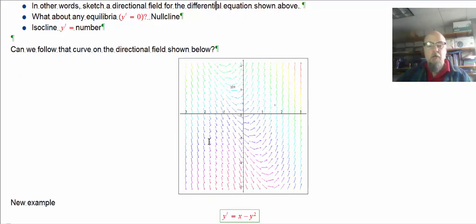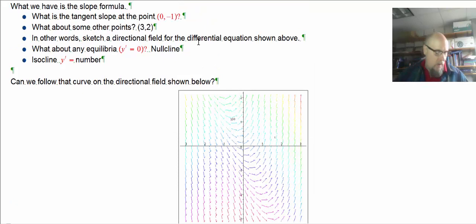So the solution then, these lines are supposed to be tangent to a solution. So if I give you a starting point, let's say here, and I'm drawing the curve, drawing the solution, it's supposed to be following these arrows. These lines should be tangent to it, so you can get a solution curve to it.